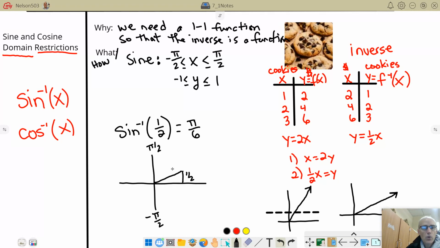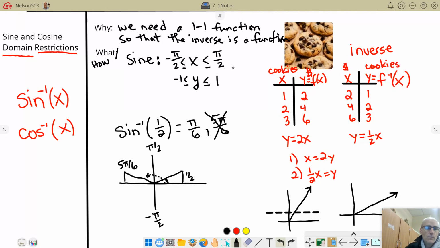But look, isn't there more than just that pi/6 angle? Couldn't we have said 5 pi/6 over here? Couldn't the function have popped out 5 pi/6? Well, you could have, but then it's giving us more than one answer, and that's not a good thing if you want a function. You want it to pop out one answer. So they said, no, we're not going to take 5 pi/6. We're only going to take that pi/6 one because it's between negative pi halves and positive pi halves. So that's why we want that domain restriction.